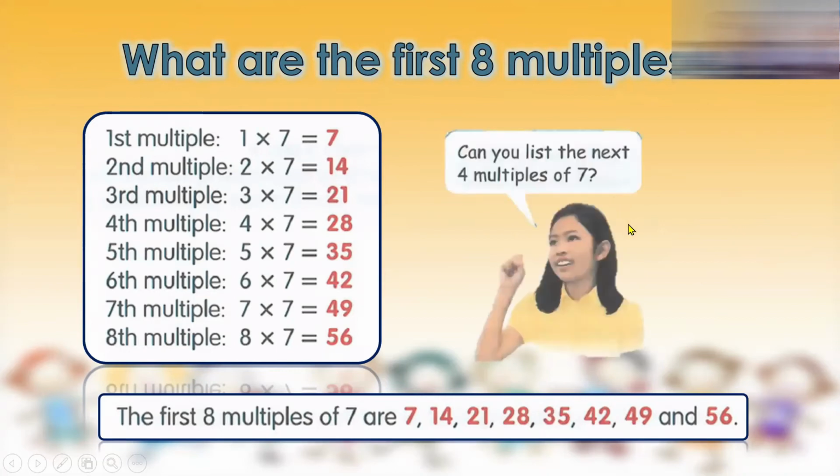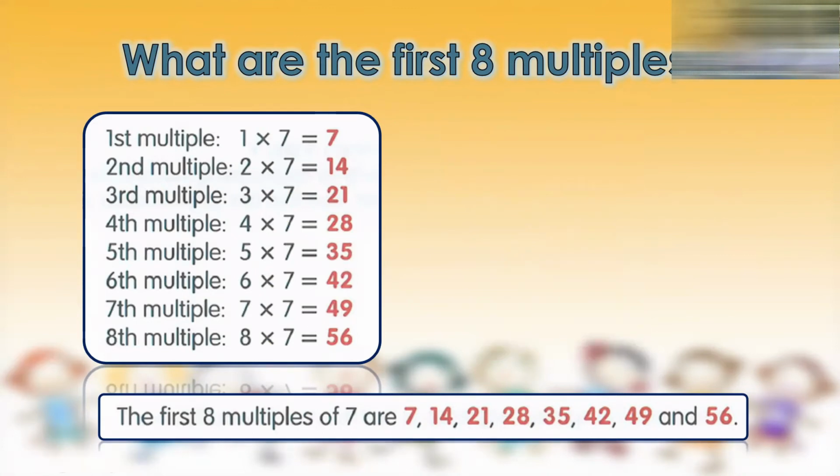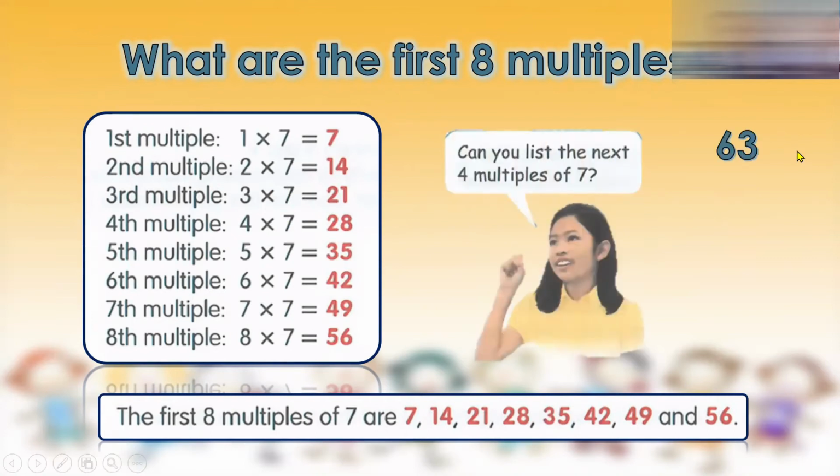Now, can you list the next 4 multiples of 7? The next 4, meaning after the first 8. We need 4 more. 9 times 7 equals 63. What's next? 70, then 77, and 84. So these are the next 4 multiples of 7. Understood?